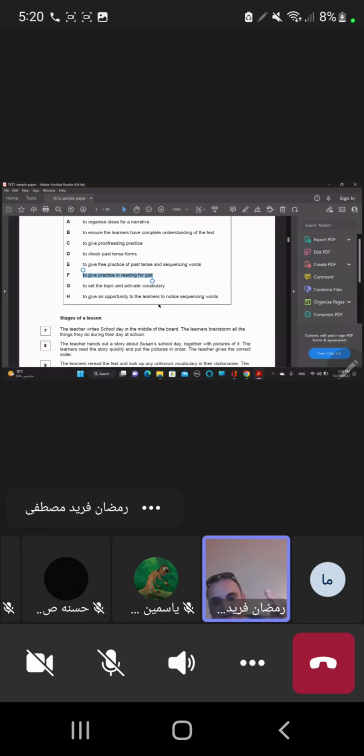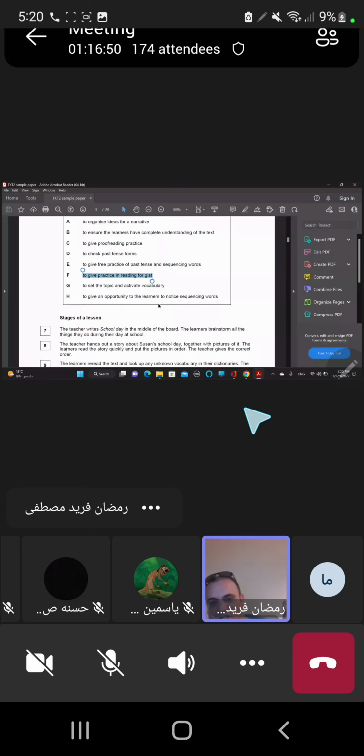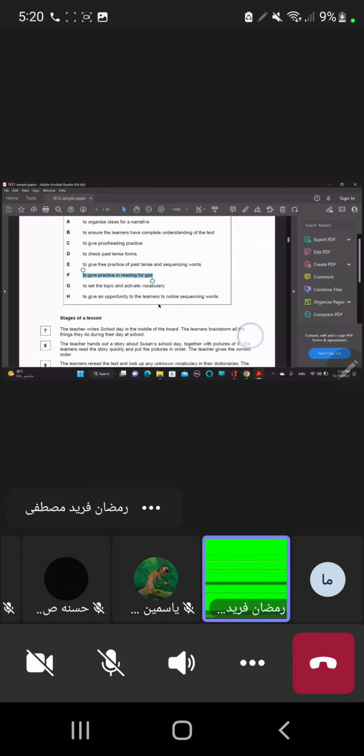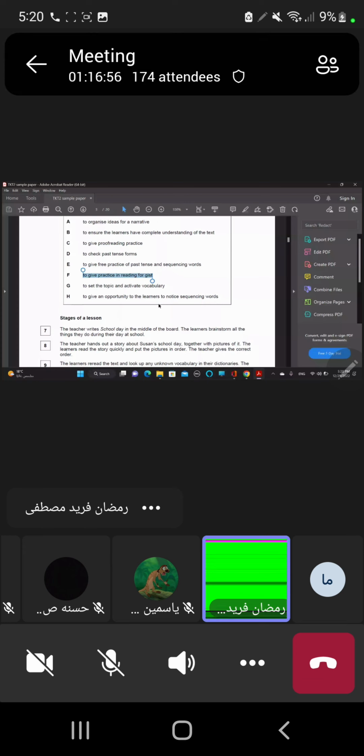What do you mean by reading for gist or listening for gist? To read in order to get the main idea. Yeah. Okay. And then with the pictures and the story, students will be able to practice reading for gist.